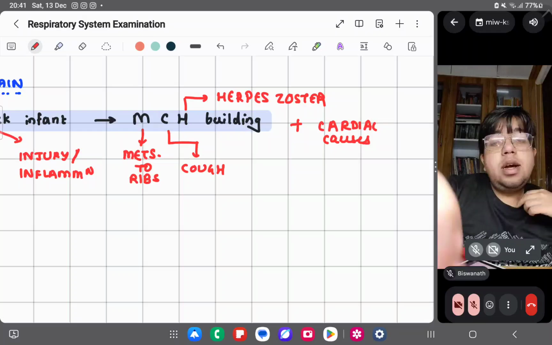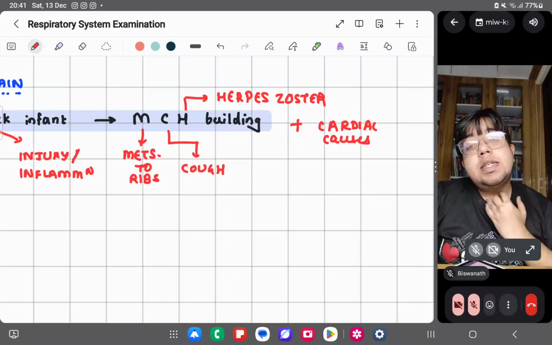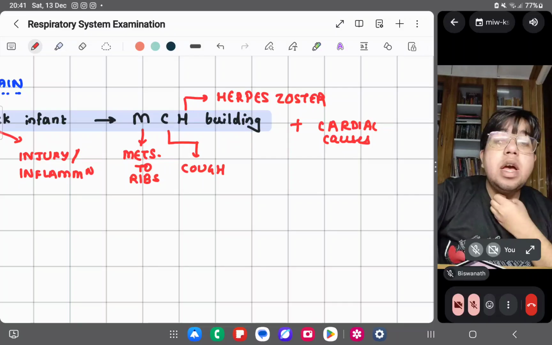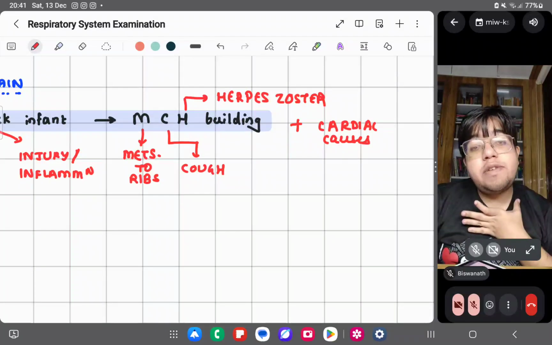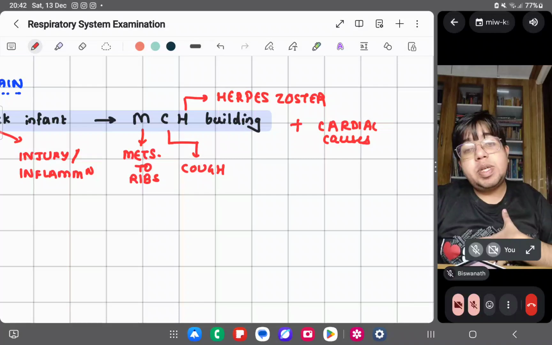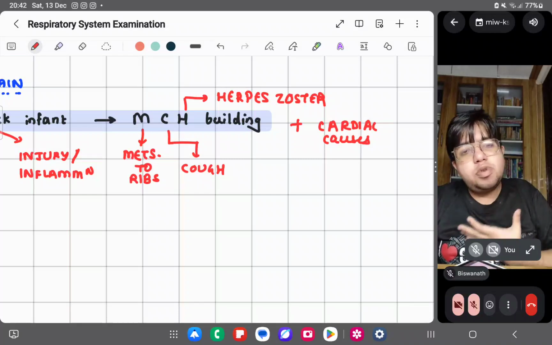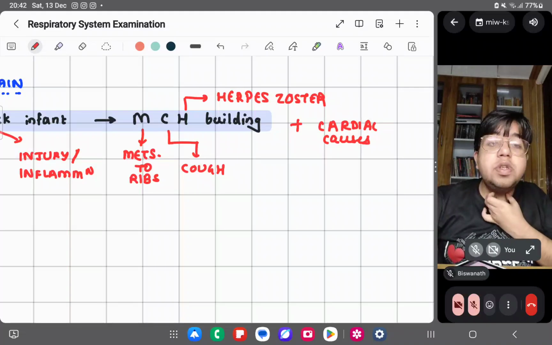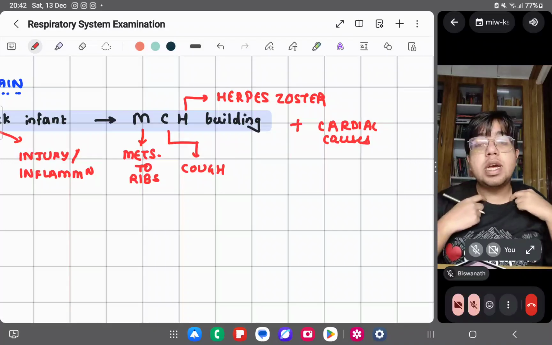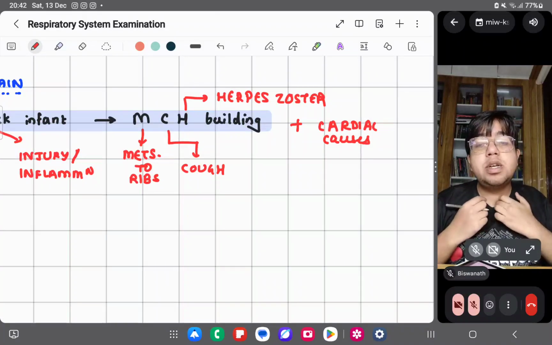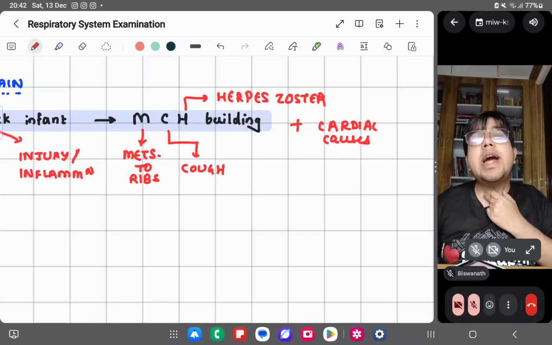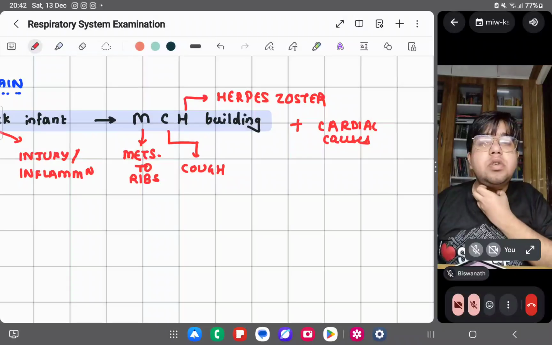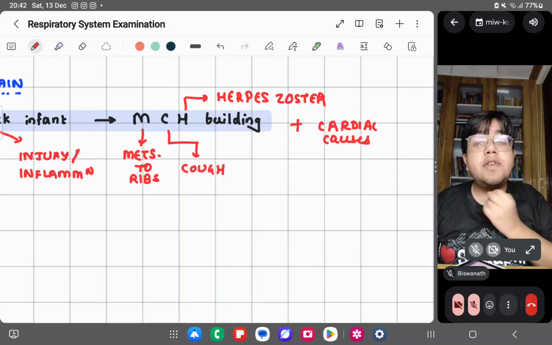Now you can assess the trachea and the mediastinum. How is the trachea? Is the trachea pulled or pushed away? You can see deviations, because how will you assess deviations? You will use your fingers on either side of the suprasternal notch. Here's the sternum, and the suprasternal notch is there. The fingers will be on either side, and the third finger will assess the deviation.